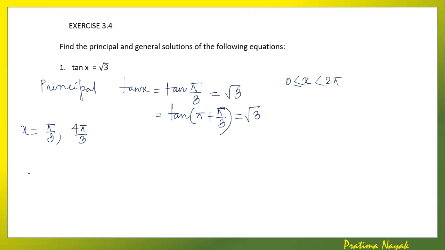And for general solution, we'll go for the formula. If tan theta is equal to tan alpha, then theta is equal to n pi plus alpha. This is the solution for the tan function. So I'll write theta is equal to n pi plus pi by 3. Of course, I'll mention that n is an integer.